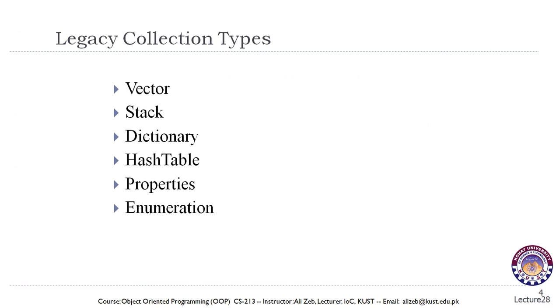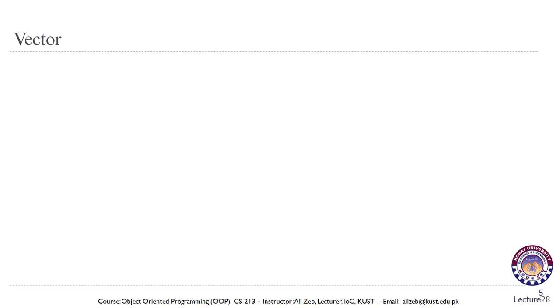The different collection types are vector, stack, dictionary, hash table, properties, and enumeration. Although we won't be looking at all of them over here, we'll be looking at some of them in a little bit more detail based on our applications of these collections in our future lectures.